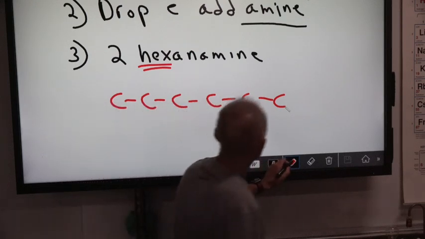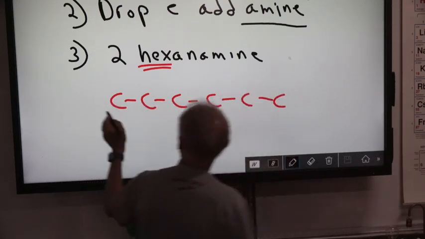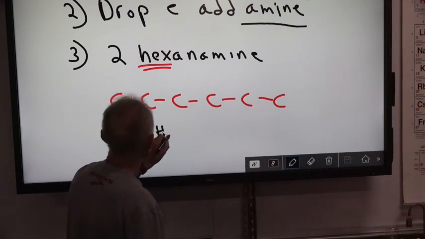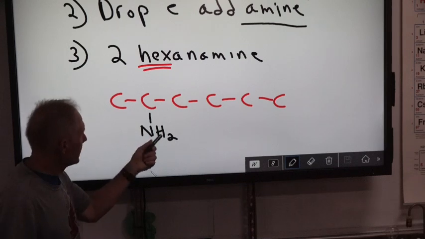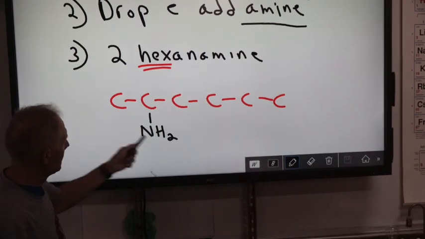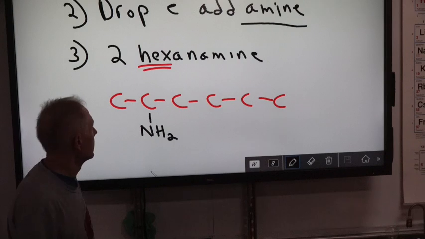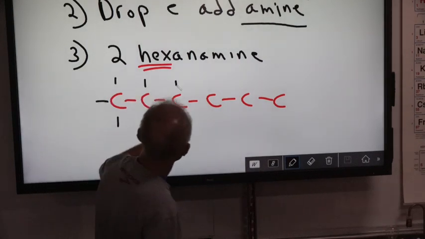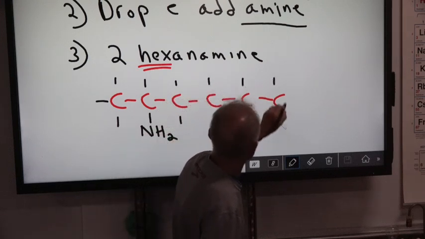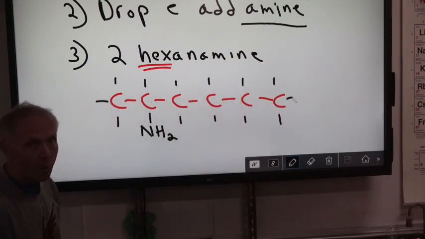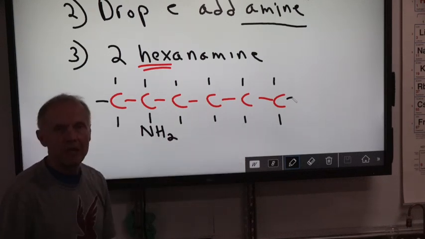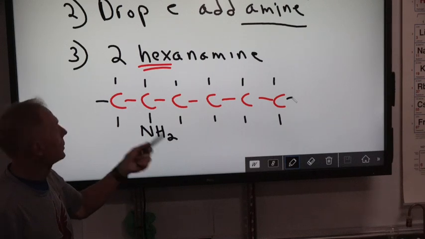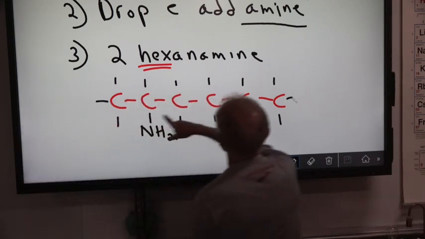So watch. Off the second carbon, we put an NH2. Now you can write it NH2 like that, or you can put the two H's off the end, whichever way you want. But now all the rest are hydrogens. All right, so now you just have to put the molecular formula. And this is a little bit difficult with this thing sticking out here.